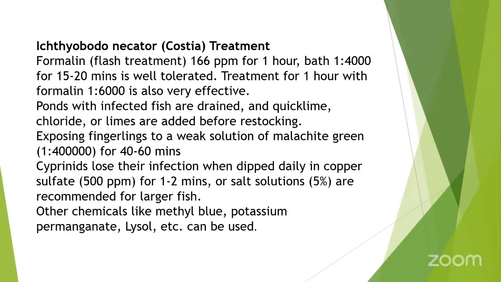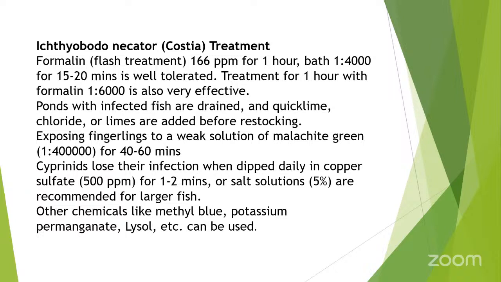Now, how to treat this infected fish? Formalin at 166 ppm for a 1 hour bath, that is 1:4,000 for 15 to 20 minutes, is well tolerated. Treatment for 1 hour with formalin 1 to 6,000 is also very effective. Ponds with infected fish are drained and quicklime, chloride, or limes are added before restocking.